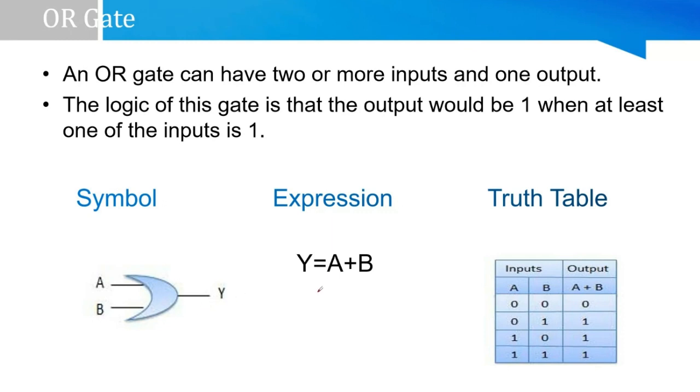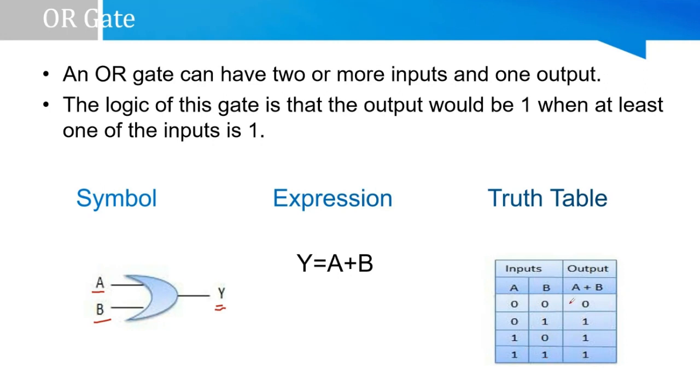Here you can see this is the OR gate symbol. It has two inputs, A and B. Y is the output. In the truth table, there are two inputs, A and B. Since we have two inputs, you will have four possible conditions: 0 0, 0 1, 1 0, 1 1.